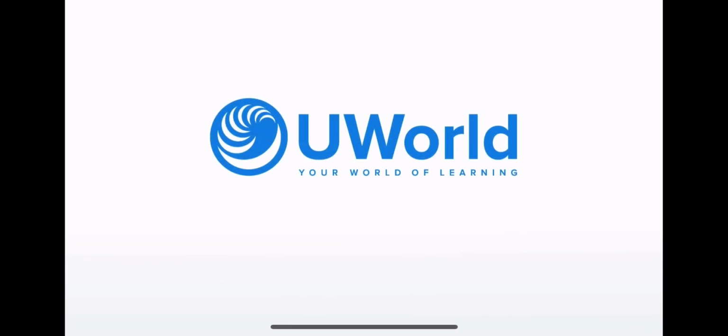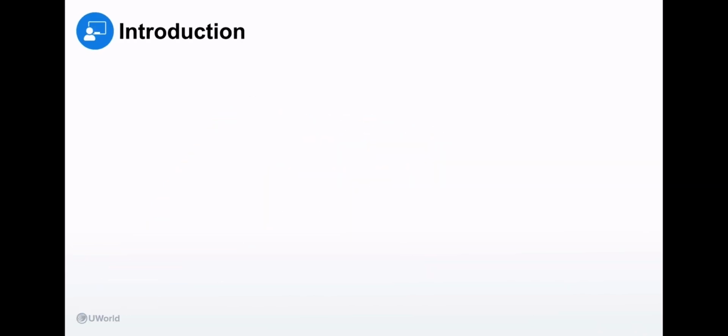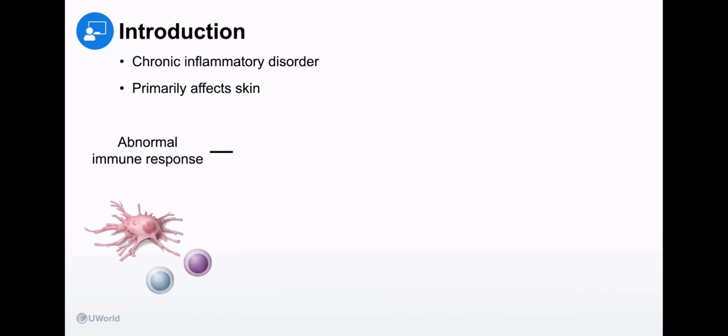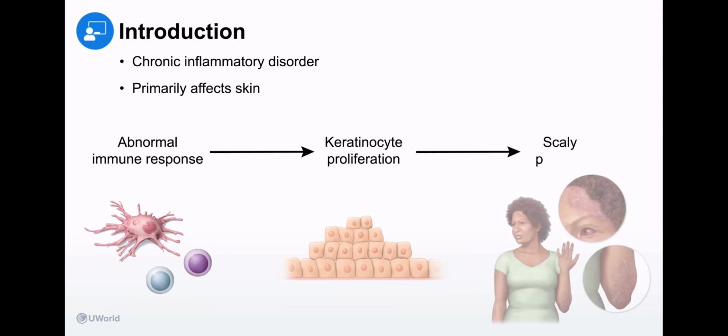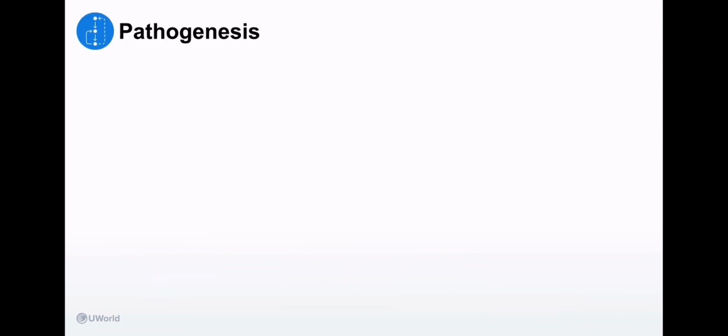In this video, we'll discuss psoriasis. Psoriasis is a common chronic inflammatory disorder that primarily affects the skin. It's caused by an abnormal immune response that leads to proliferation of keratinocytes in the epidermis, resulting in characteristic thick, scaly plaques. Let's begin by reviewing the pathogenesis.